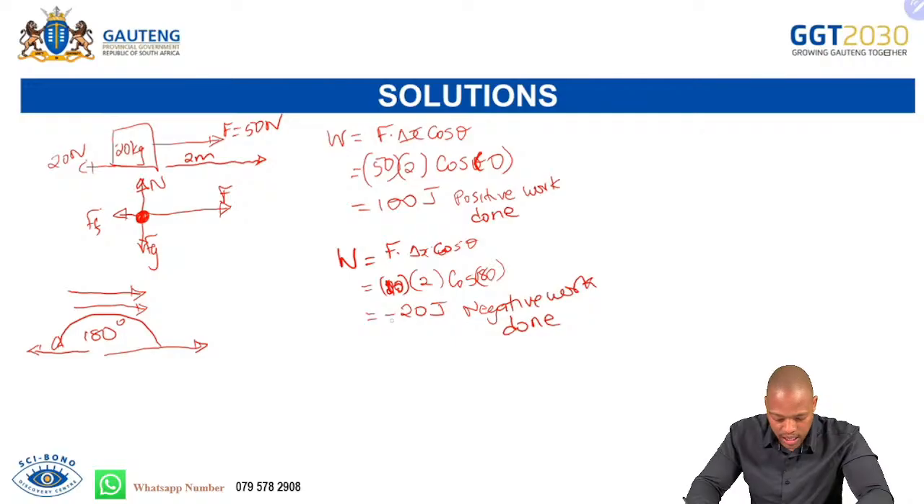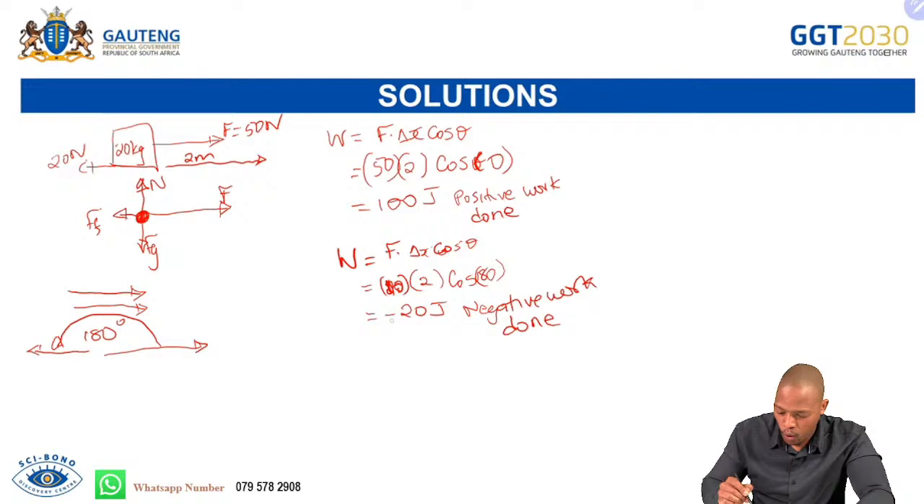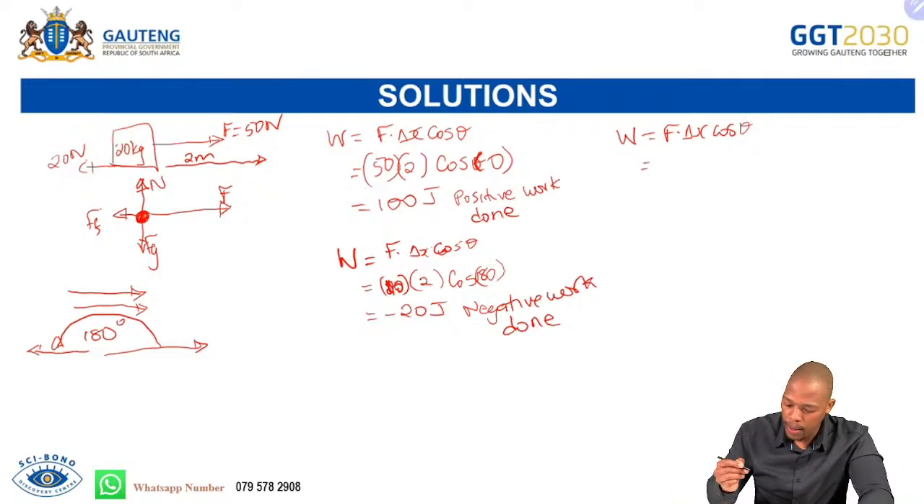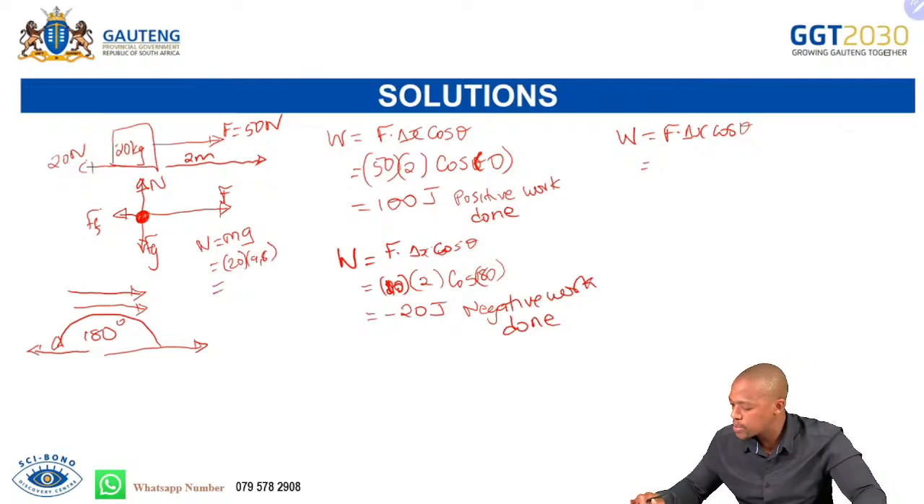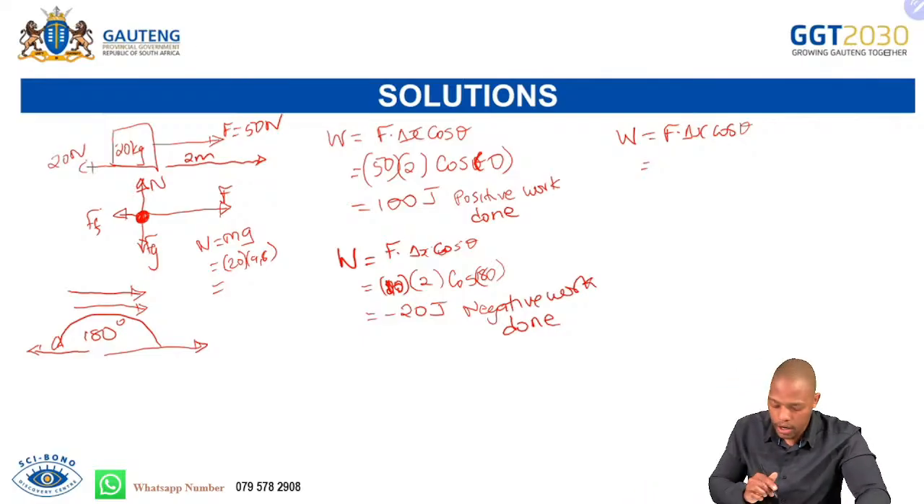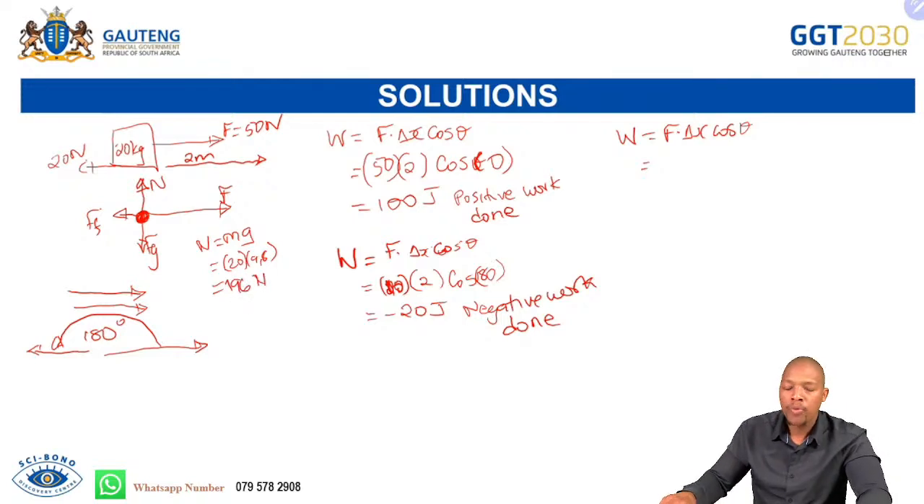The next question was asking us to determine the work done by the normal force. So again, we'll go to our formula. Work is equal to force times delta x times cos of theta. What is the force in question right now? It is the normal force. The normal force in this case should be equal to mg. And what is our mass? 20 times 9.8 should give us 196 newtons. So our normal force would be 196.